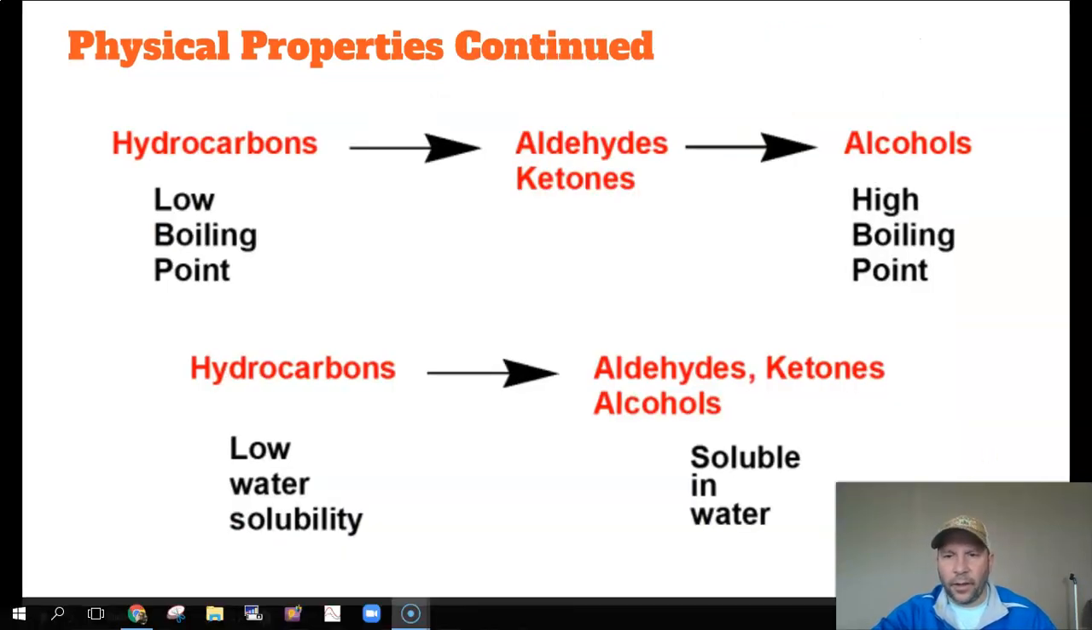All right. I'm back. Okay. So let's look here. This is a quick summary. Hydrocarbons only have dispersion forces. They're going to have a low boiling point. All right. Alcohols had hydrogen bonding. They're going to have a high boiling point. All right. Aldehydes and ketones are right in the middle. Okay. They're in between the hydrocarbons and the alcohols.